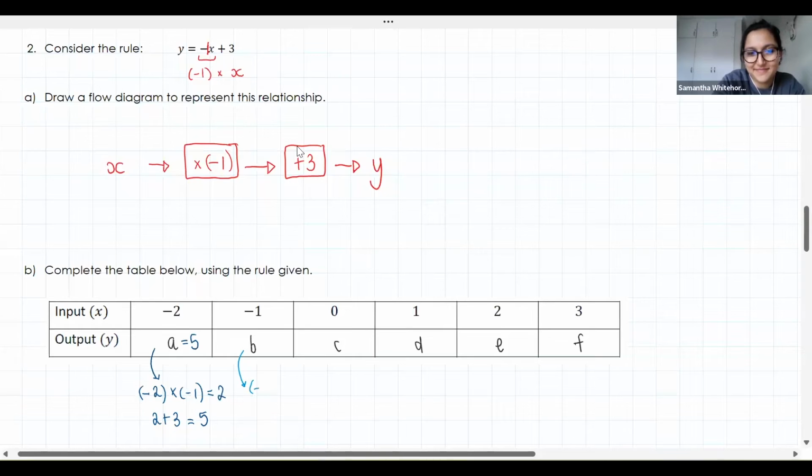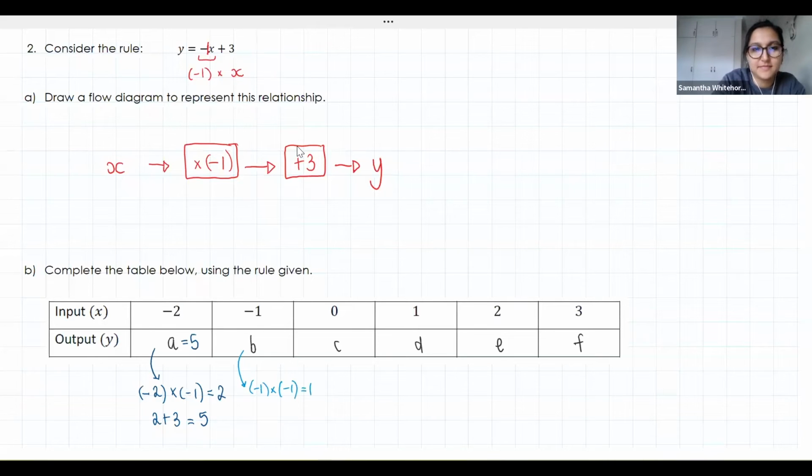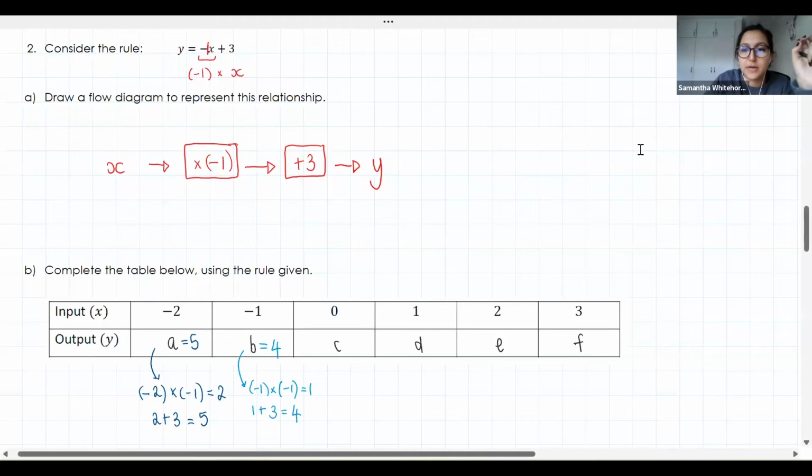-1 times -1, miss, would make the 1 positive, and it would be +1, miss. And then +1 plus 3, miss, would be 4, miss. +4. Excellent, well done. So once again, guys, we're getting a positive answer here because exactly as Tapelo explained, negative times a negative is a positive.